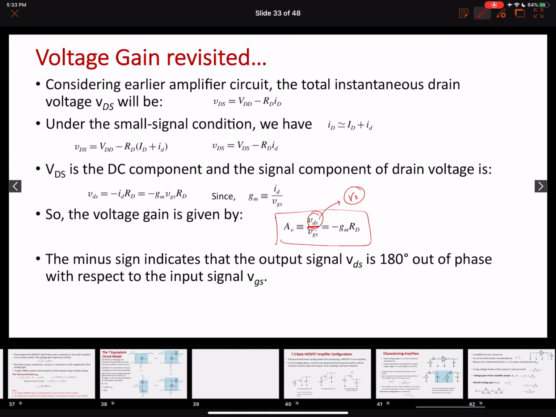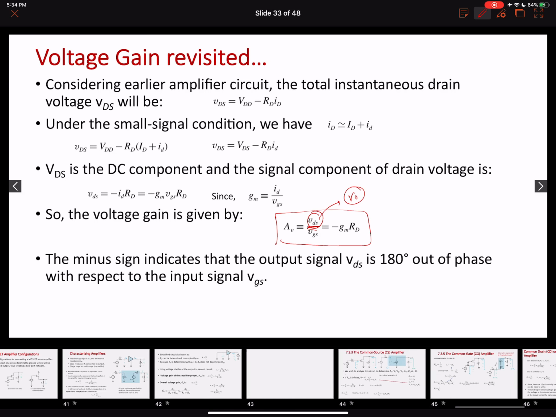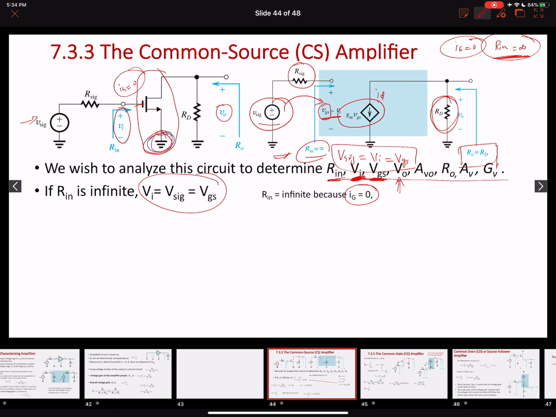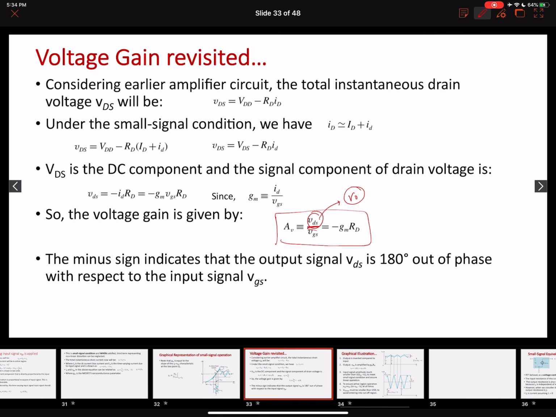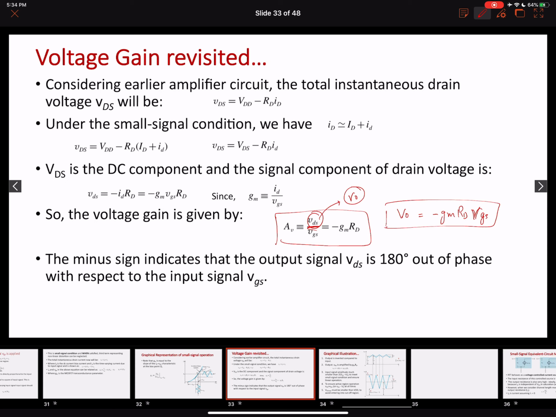Going back here, let's look here just to confirm again. This is the voltage that is appearing in between. Our output voltage is the voltage appearing between the drain terminal and the source terminal. In between drain and the source, what is the value here? VDS equals V naught. So our V naught equals minus gm RD VGS. This is the value of V naught.